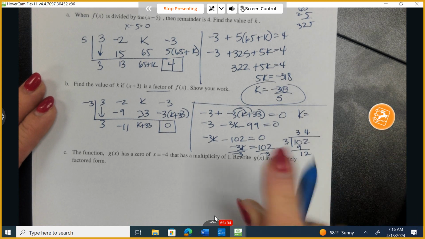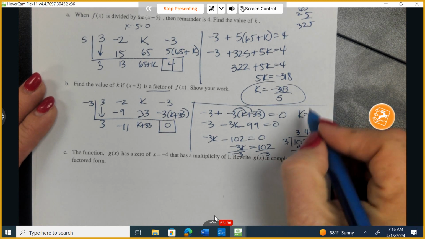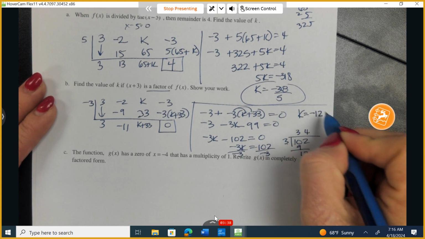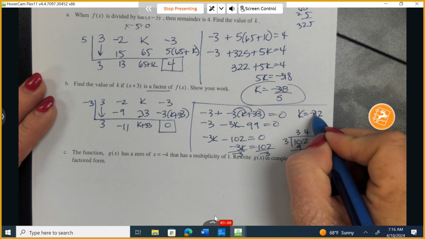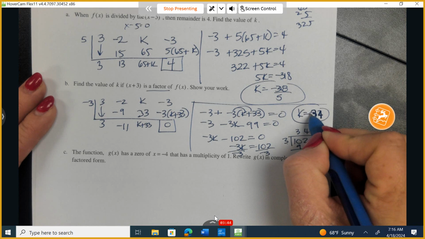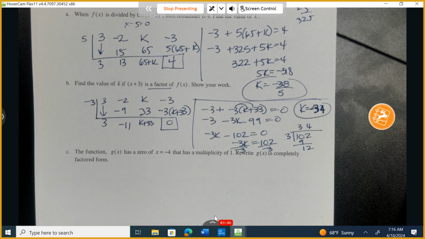So what does that mean for k? A positive divided by a negative is going to be -34. That would be the k value.